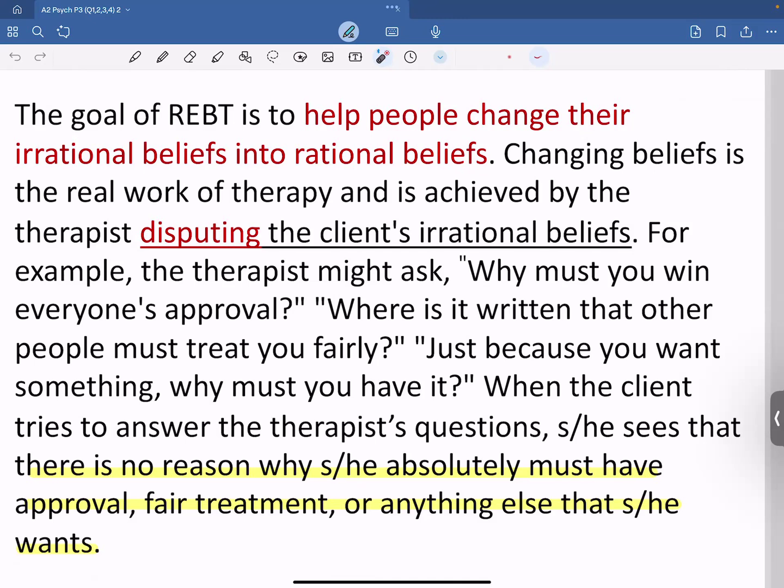For example, the therapist might ask, why must you win everyone's approval? Where is it written that other people must treat you fairly? Just because you want something, why must you have it? When the client tries to answer the therapist's question, he or she might not have any absolute or rational reason. So the client sees that there is no reason why he or she absolutely must have approval, fair treatment, or anything else that he or she wants.